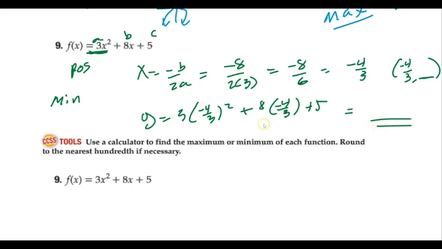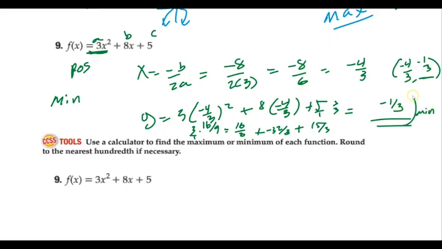That looks ugly, but you can actually do it. It's not too bad. You can square it and you get 16 over 9. Times it by 3, then you get 16 over 3. Over there, you get -32 over 3. Common denominator. It's doable, it's just a little ugly. But that is your max. And actually, sorry, in this case, your min value. That's how I find the max and min.